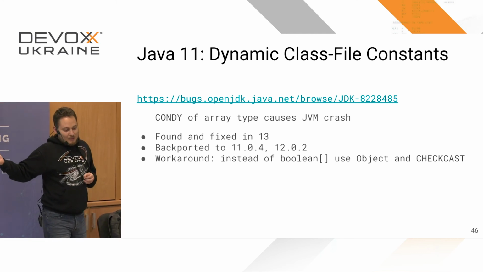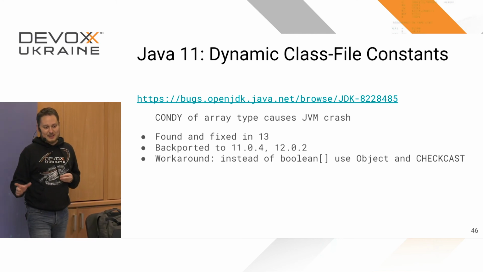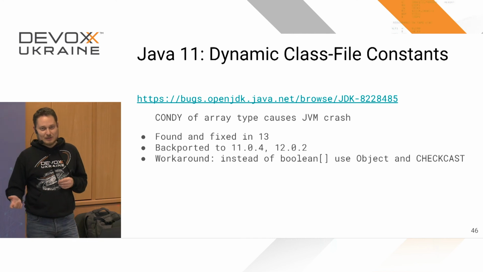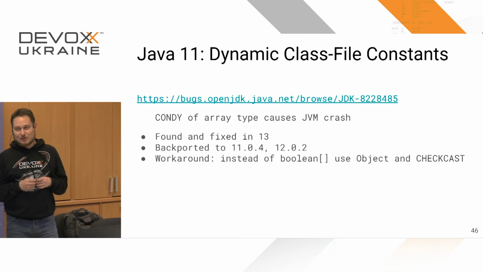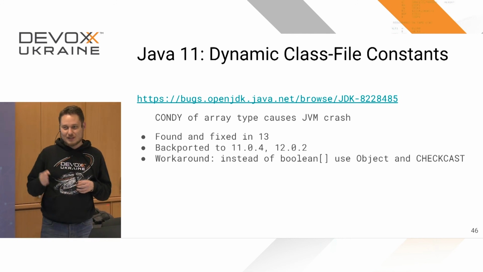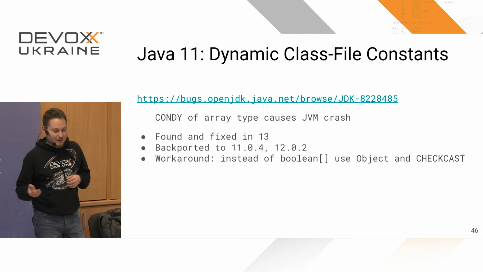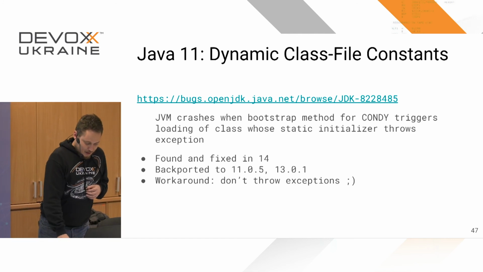Unfortunately, again, as there is a range of JDKs where this crash is present, we need a workaround. So, okay, we couldn't use the Boolean array type for condy. Let's use Object, and let's always cast the object to the Boolean array. That works. Story continues.